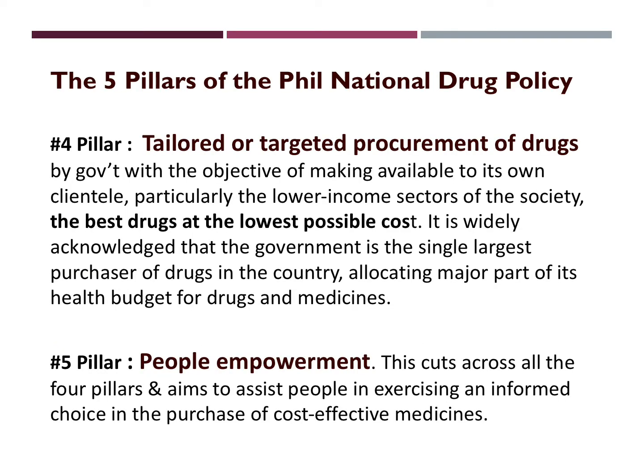The fourth pillar of the Philippine National Drug Policy is tailored or targeted procurement of drugs by government, with the objective of making drugs available to its own clientele, particularly the lower income sectors of society. So government will buy the drugs at negotiated prices, get the best drugs at the lowest possible cost, to make them available to the greater majority of people, especially the lower income sectors. It is widely acknowledged that the government is the single largest purchaser of drugs in the country, allocating a major part of its health budget for drugs and medicines.